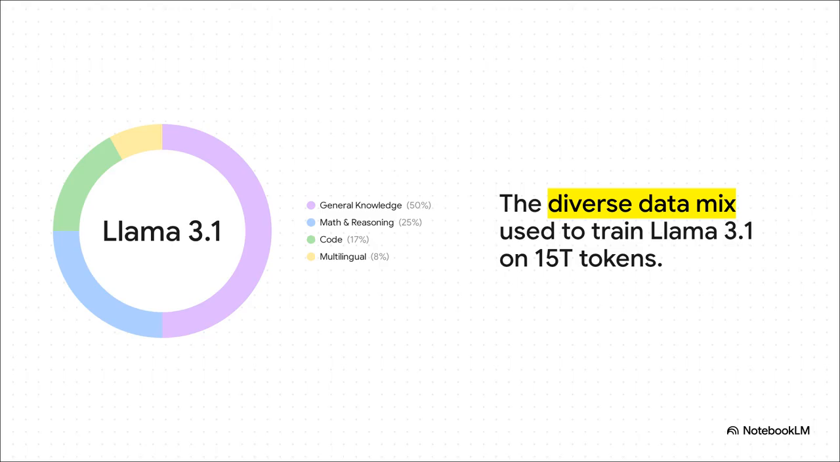A huge chunk, a quarter of it, is dedicated to math and reasoning. And another big slice is just computer code. This diverse mix is absolutely critical. In fact, a lot of researchers think that training on the pure, structured logic of computer code is one of the key reasons these models are starting to show off these amazing new reasoning skills.